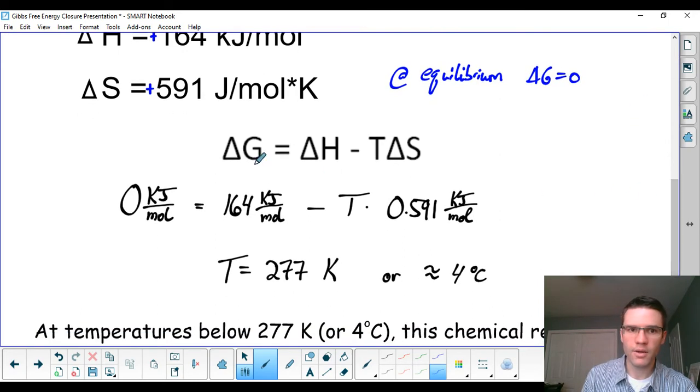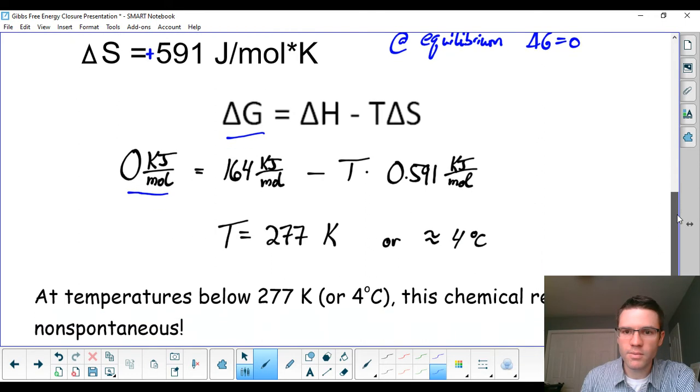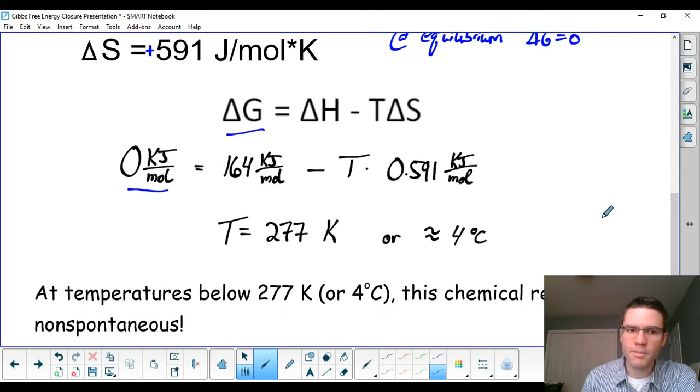And if we plug that into our Gibbs free energy equation, I'm going to put in 0 for our Gibbs free energy. Our delta H is given right above, 164 kilojoules per mole, minus my temperature times delta S, which I converted to kilojoules per mole by dividing by 1,000. And if you solve for your temperature here, you get 277 Kelvin, which is about 4 degrees Celsius.